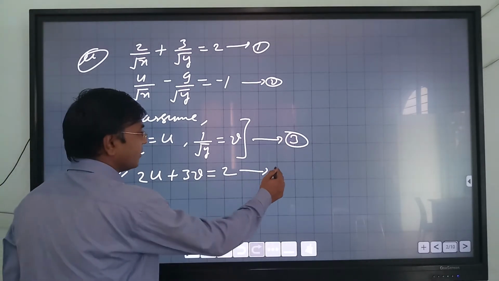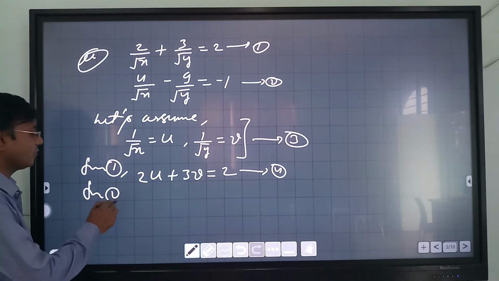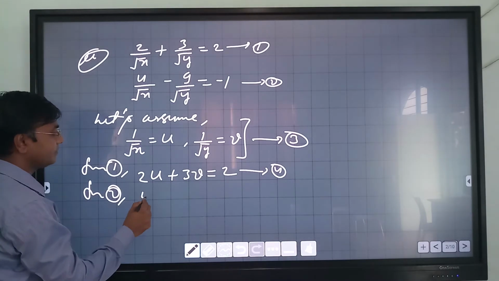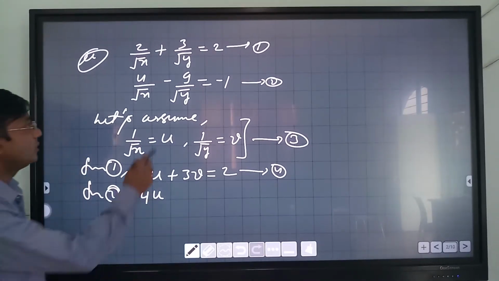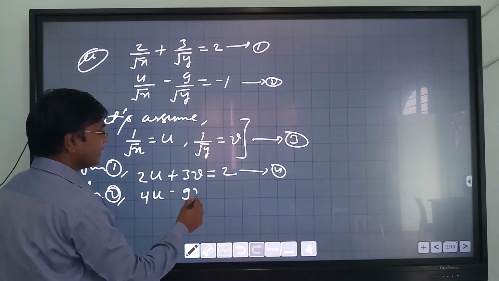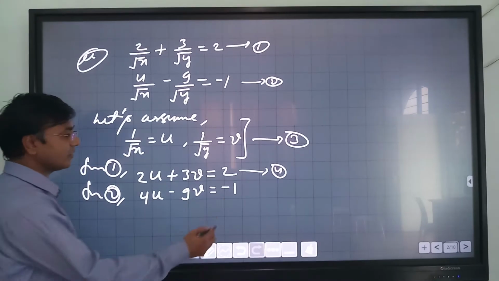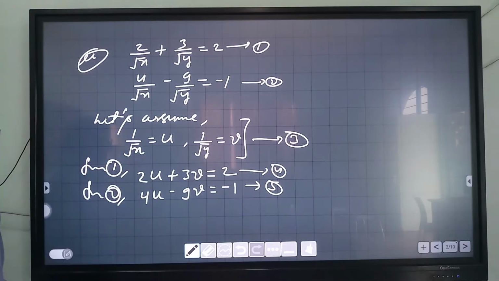So this is equation number 4, and hence from second we also reduce this. This is 4 and u, right? 4u minus 9v equals to minus 1. Equation number 5. Now we have to use any method. So I suggested you should use elimination method.